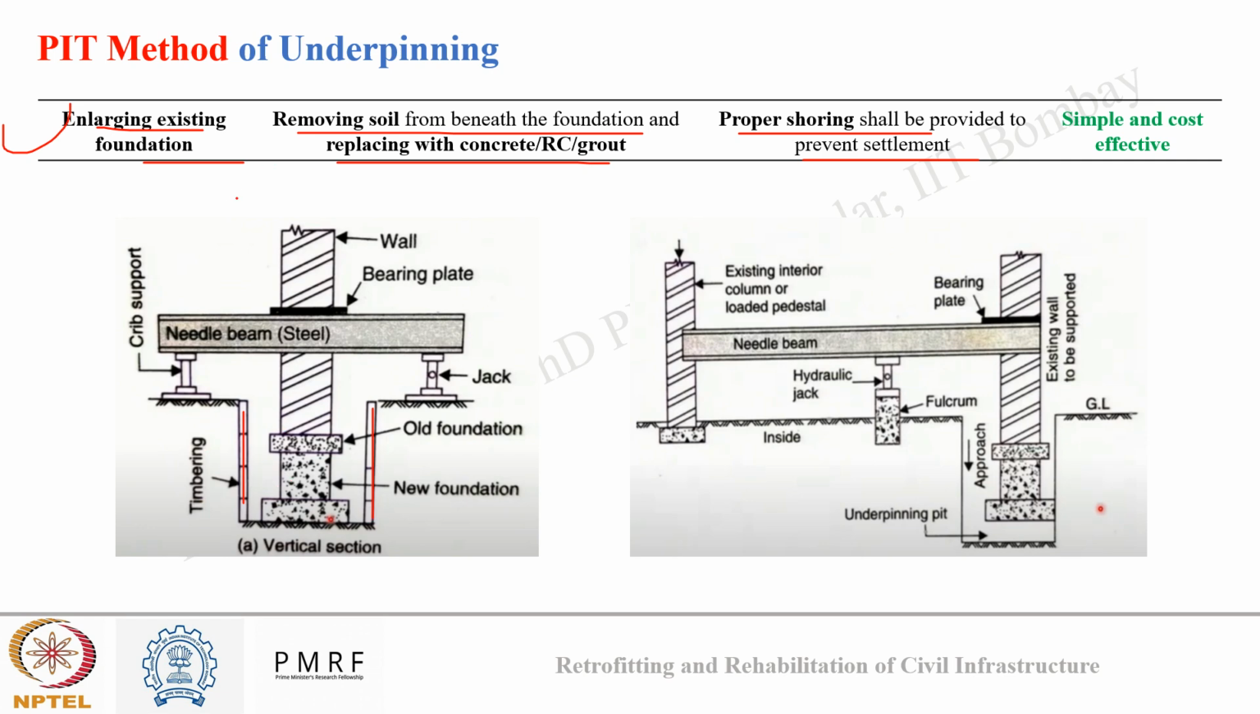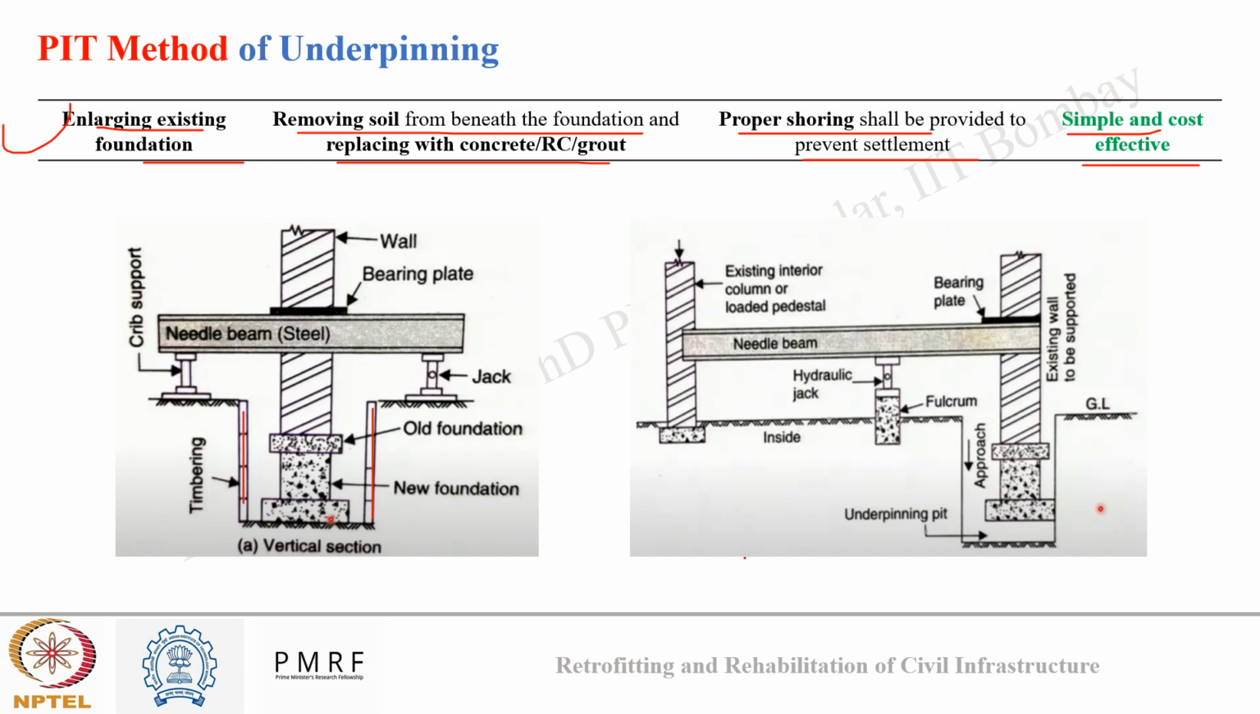Okay, and this is a very commonly used method for strengthening the foundation. Why? Because it is simple and cost effective. We can see in the images also, like in the first image, a pit is dug across the footing, timber shoring is done, then an external support using needle beam and cribs is provided to the column. Once there is a temporary support in place, the soil from underneath the footing is dug, and a new precast concrete foundation is placed below the old foundation. Okay, and this will strengthen my foundation.